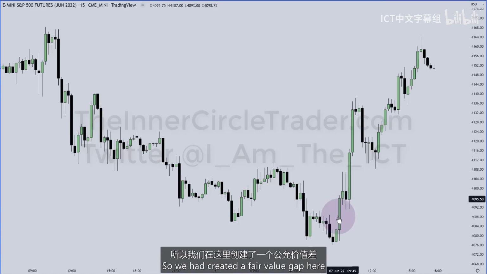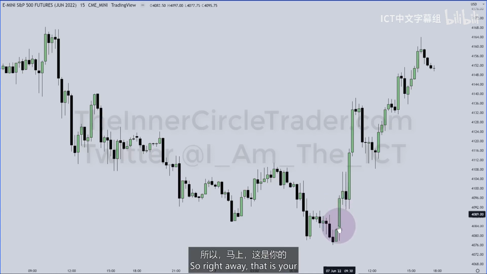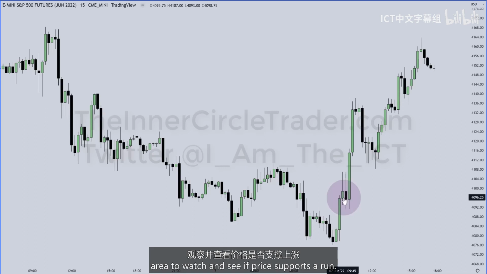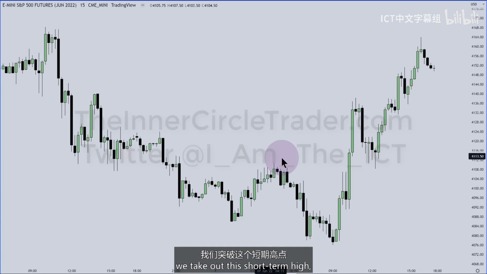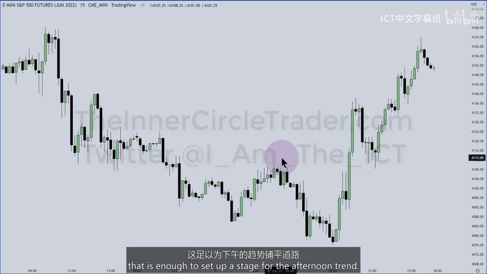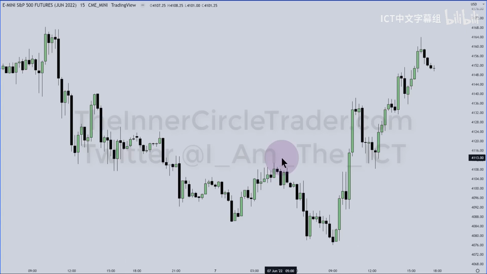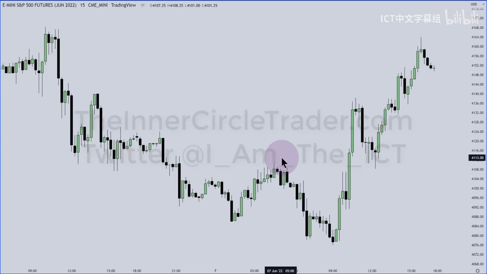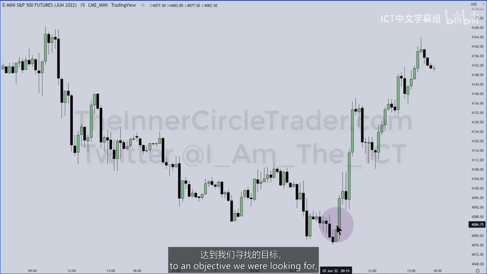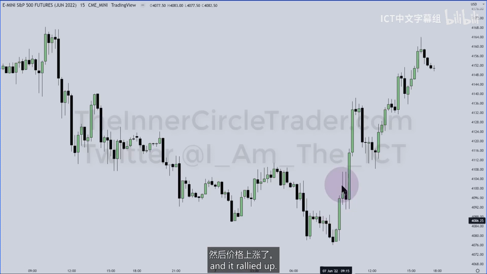So we had created a fair value gap here on the 15-minute time frame. So right away, that is your area to watch and see if price supports a run. If it digs into that and starts to repel higher, and we take out this short-term high, that is enough to set up a stage for the afternoon trend. Okay, that afternoon session move or setup or price swing, that's what we're looking for now. Because the market failed to go to an objective we were looking for, it was respecting that daily fair value gap, and it rallied up.